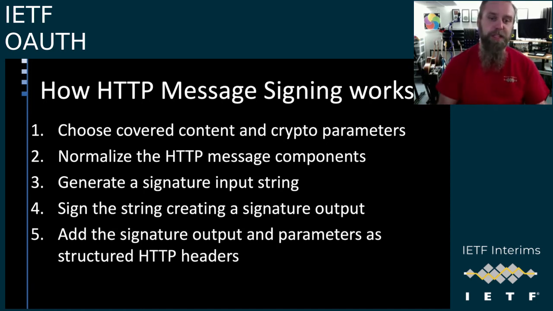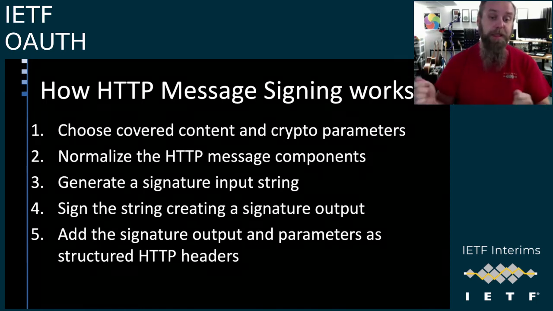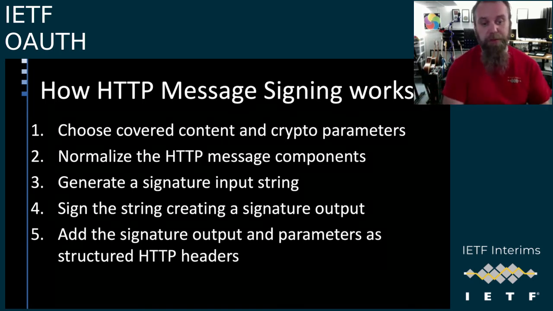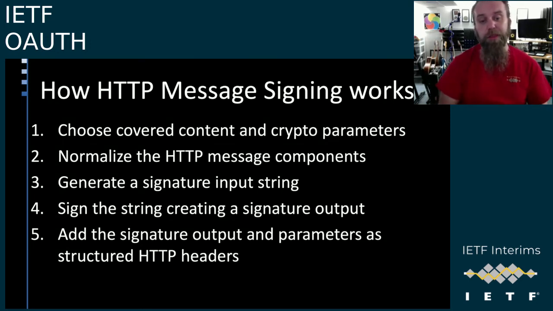That gives you your signature input string. Then the easy part is the security crypto part. You take that input string of the normalized HTTP message, run that through a crypto function, and that gives you a blob of bytes. And then you send both that signature output and the parameters that you used to create it as structured HTTP headers. Now, I want to point out there's a buried bit in this last point.